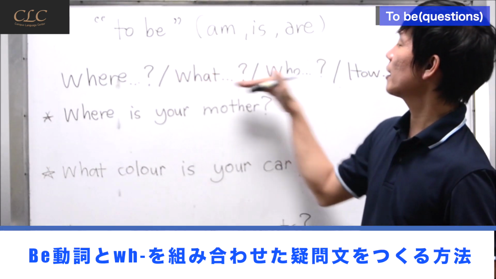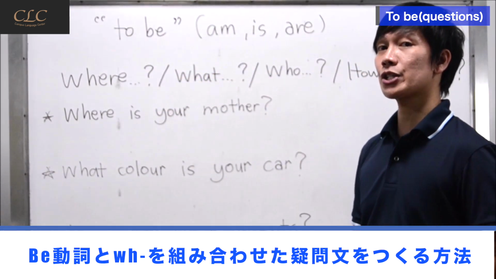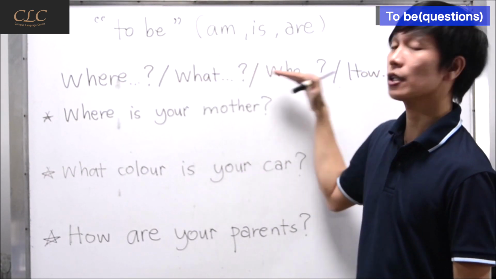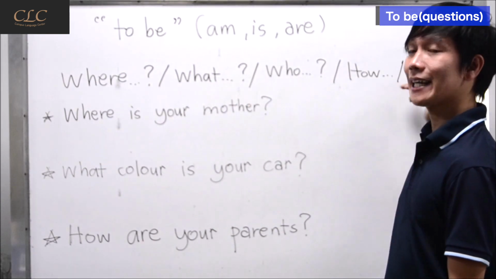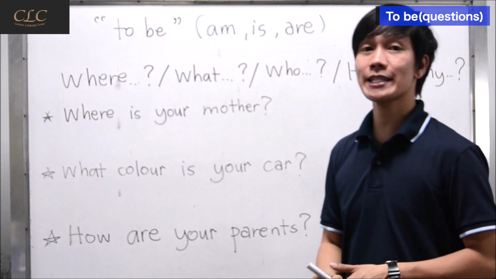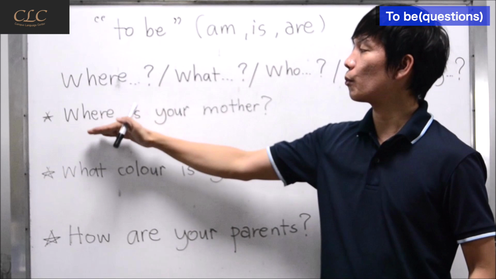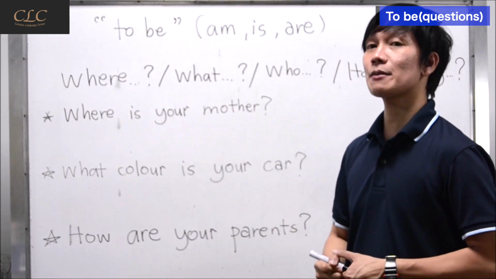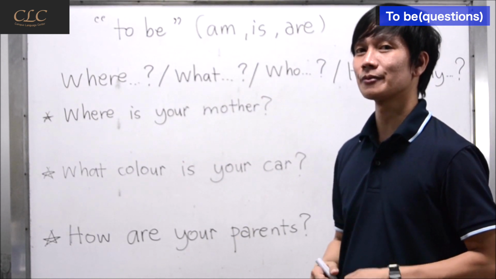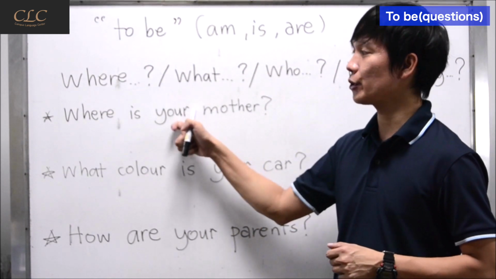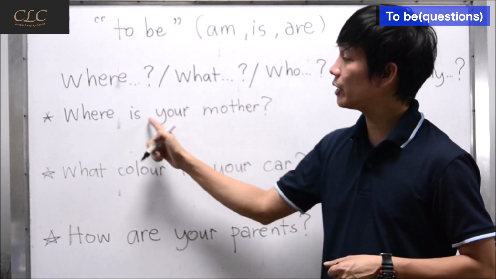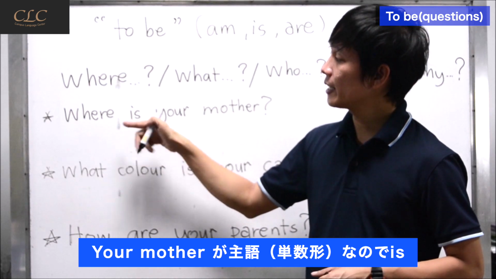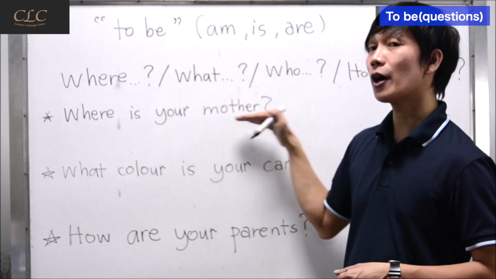We can also use the be verbs with the WH questions. These are examples of WH questions: where, what, who, how, and why. First example: where is your mother? What is the subject in this question? Yes, right. The subject is your mother. That is why we are using is. And we have now the question, where is your mother?